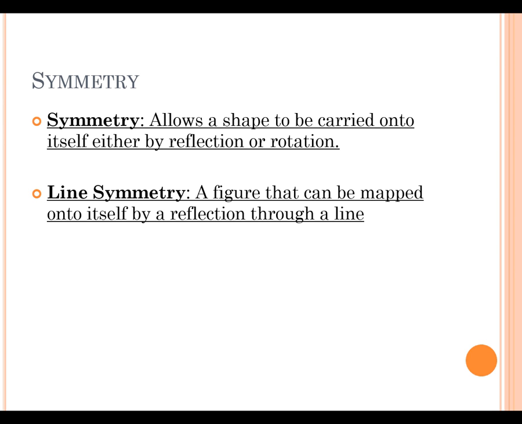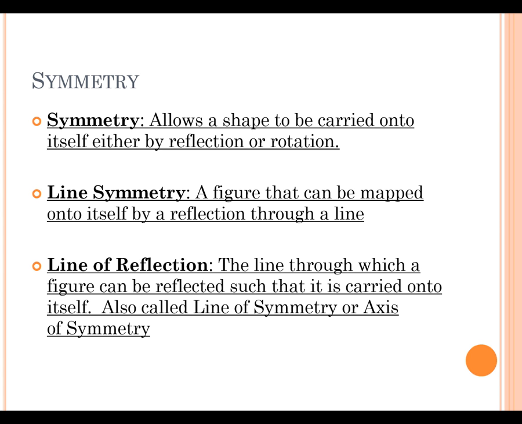So if you were to draw a line on that shape, then it will have symmetry or will be symmetrical on both sides. So it is a figure that can be mapped onto itself by a reflection through a line. And the last word that you're going to write on your paper is line of reflection.